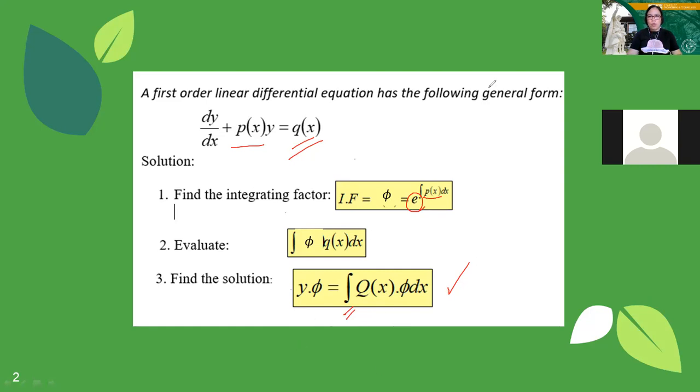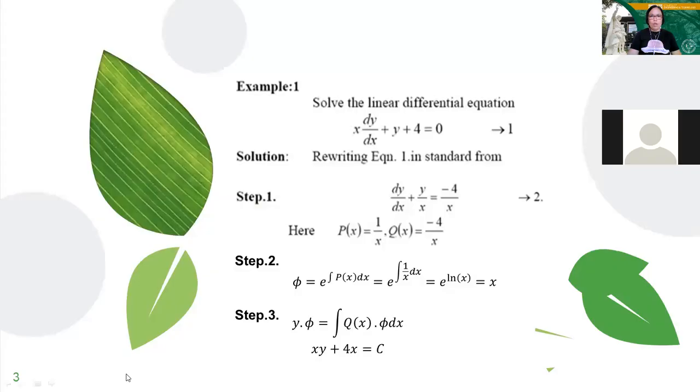Now, let me clear my drawings. If you go to the next slide, you will have an example of a linear first order differential equation. So if you look closely here, it's not yet conforming to the form dy/dx plus p of x y equal to q of x. It's not yet like that because you have this.